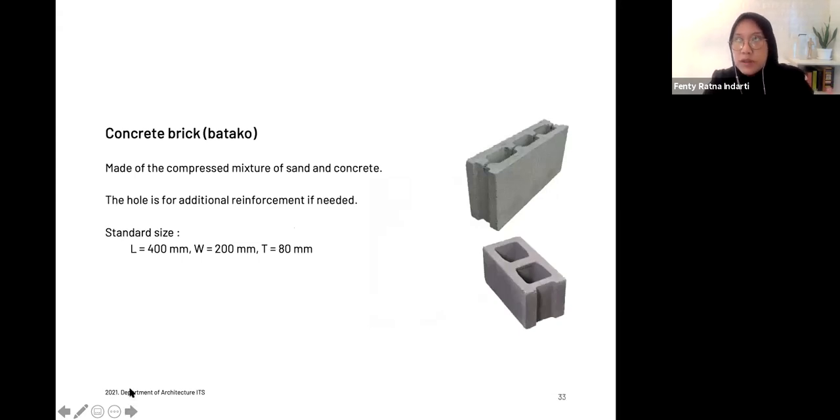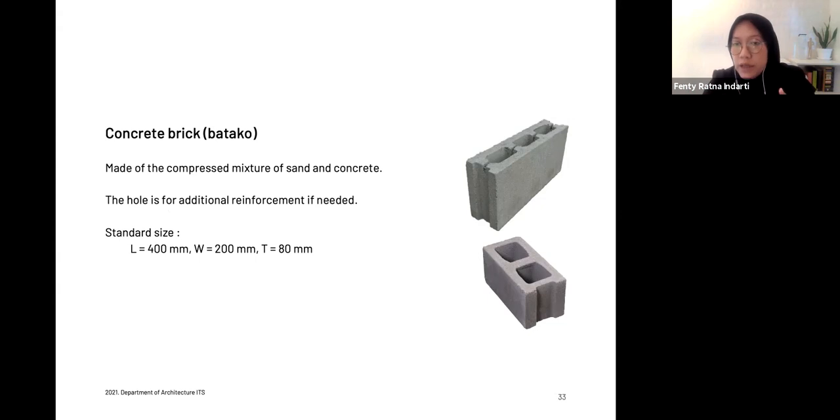Another material that is commonly used for walls is called concrete brick or batako. It's like this. I hope that you have seen this before. It's a mixture of sand and concrete, because it's called concrete brick. And there is a hole inside it, so it's not very solid like the clay brick. The hole can sometimes be used for reinforcement, so that if you need reinforcement, like wire mesh, you can put it inside so that it doesn't move or easily get demolished.